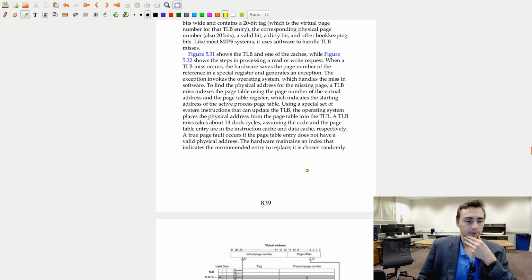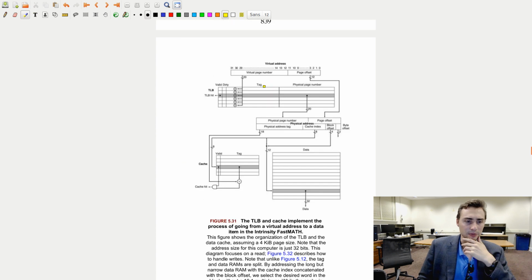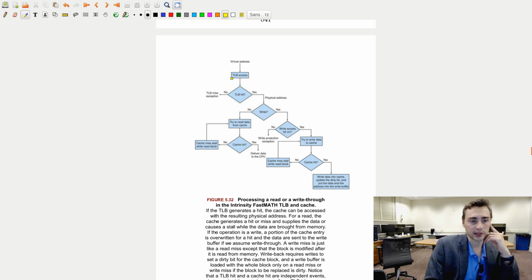So this is some other processor's TLB, and that's not terribly important. And then they give a nice flow chart to see what happens. They have a virtual address, they do a TLB access, they see.